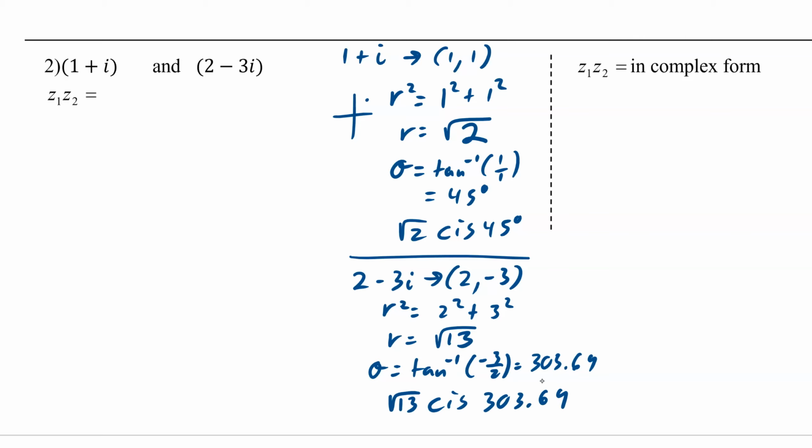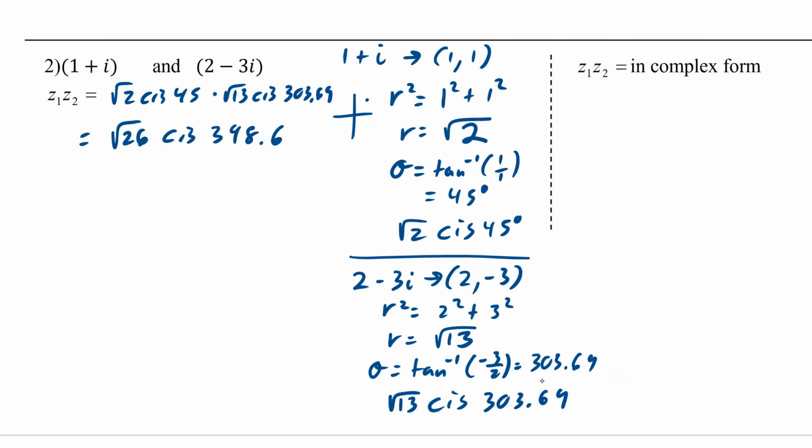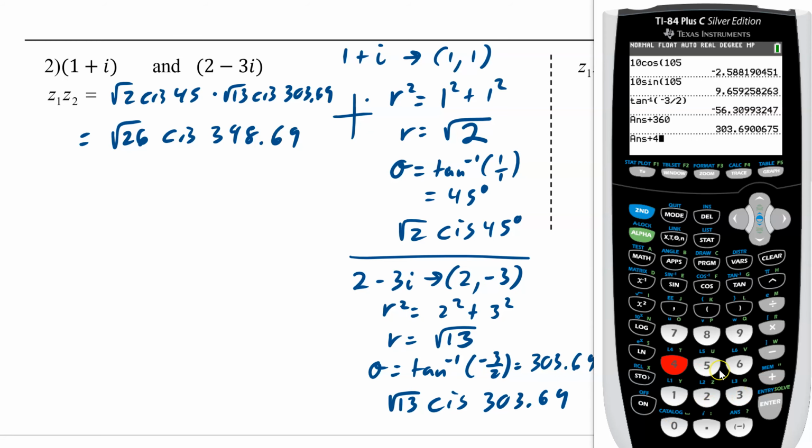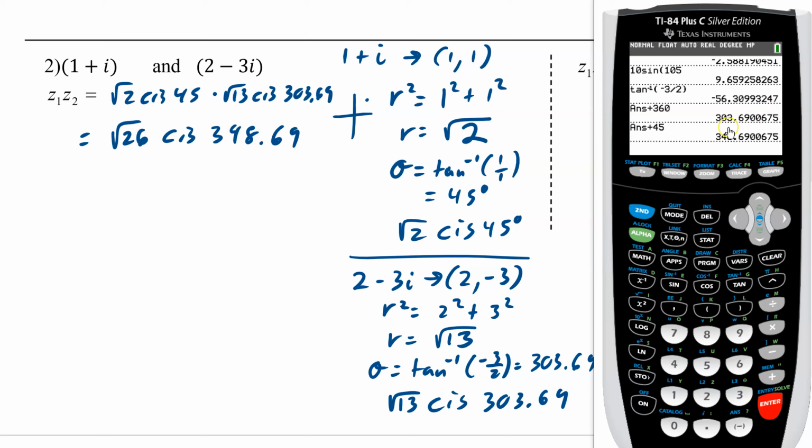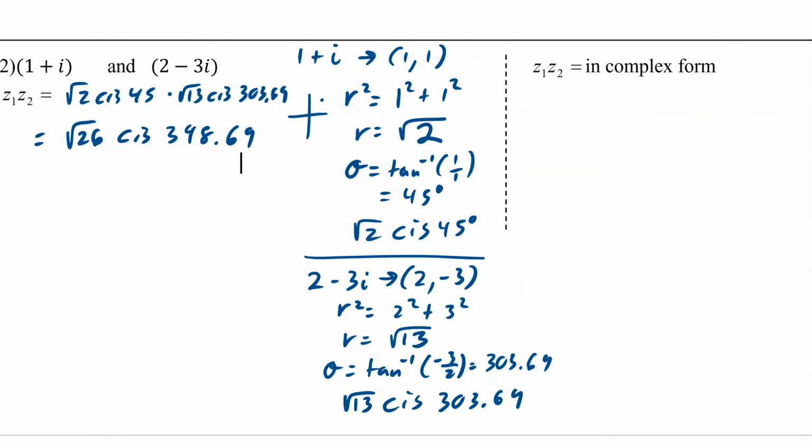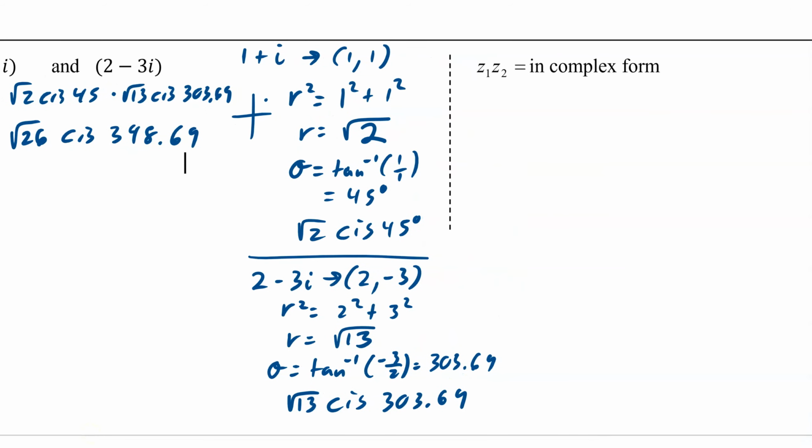So those are our two numbers. So this would be root 2 cis 45 times root 13 cis 303.69, which then would be root 26 cis 348.69. And to keep these nice and exact, I'm going to plug that in the calculator as well. So plus 45. And so there's our angle together. And so this is our complex form. So if we change this back now, we would get this. So we're going to expand it out.